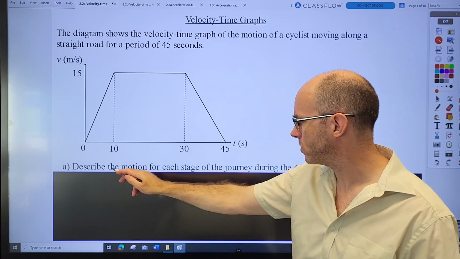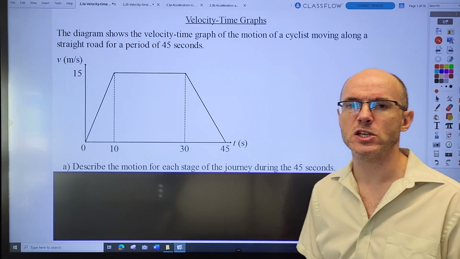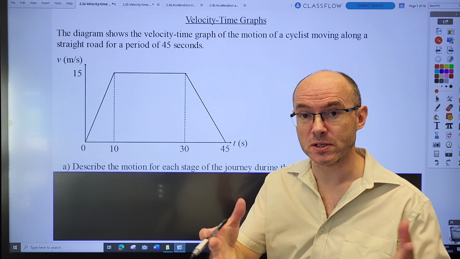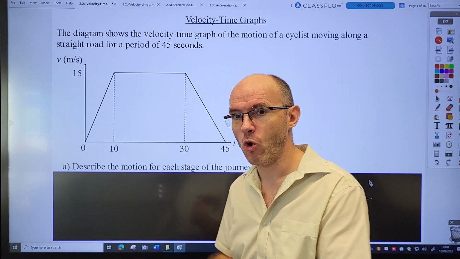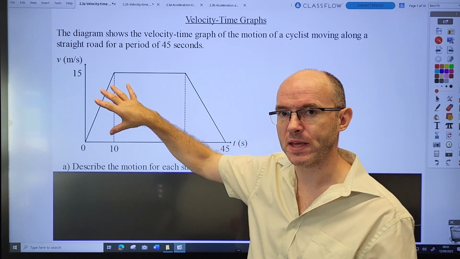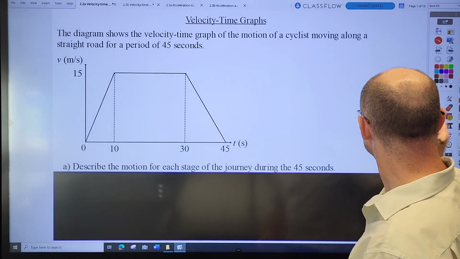What I'm going to do is talk you through what's happening at each stage of the journey. Okay, so you need to be able to do this as well. You need to be able to draw one of these given information or be able to interpret what's going on from the actual graph. So what we'll do is just split it up.